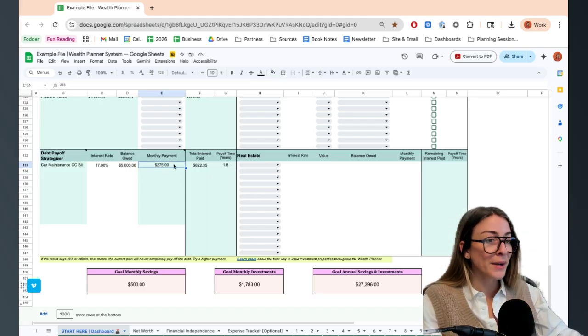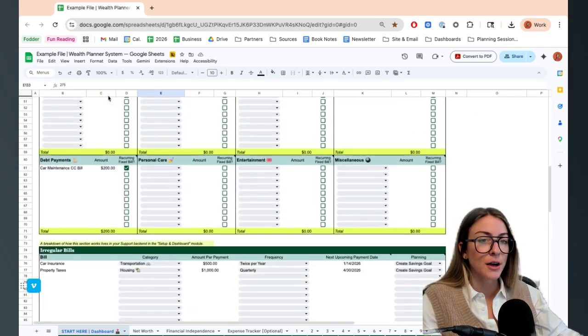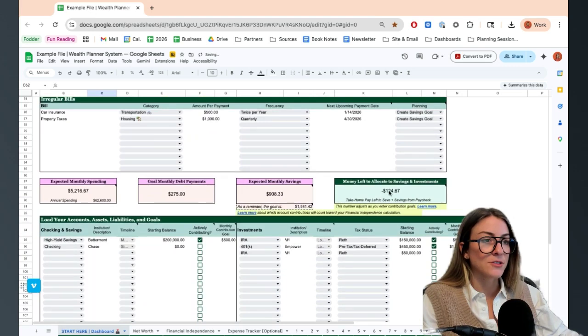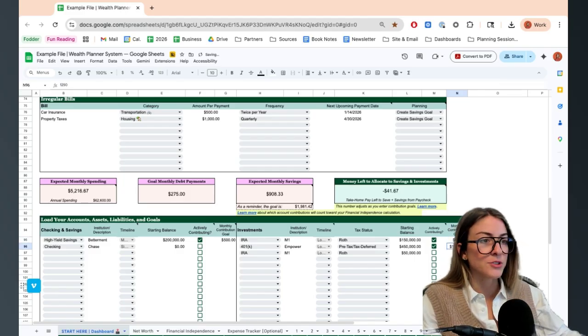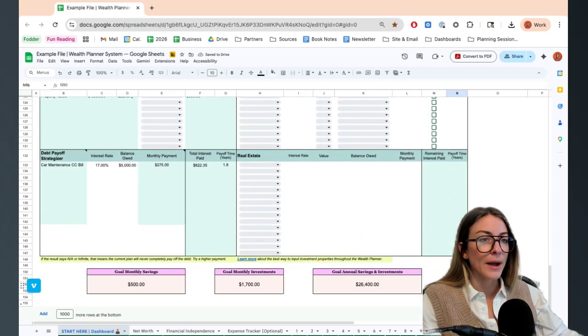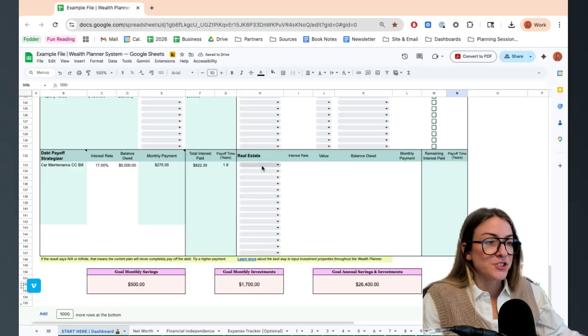So you might go, all right, we ball, $275, that's what we're doing. You're going to come back up here and you'll just update it. There's that. And then everything else will change and you'll go, all right, well now I have 120 less for that investment account or whatever. That's a bummer, but got to do what you got to do. Okay. And then any real estate that you own, you'll put that here.